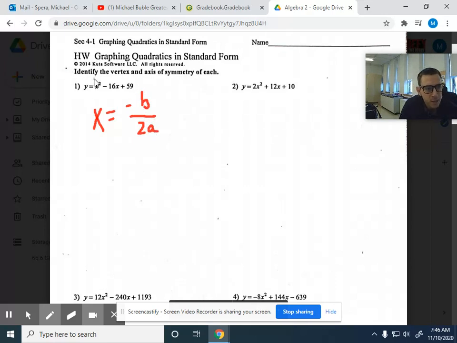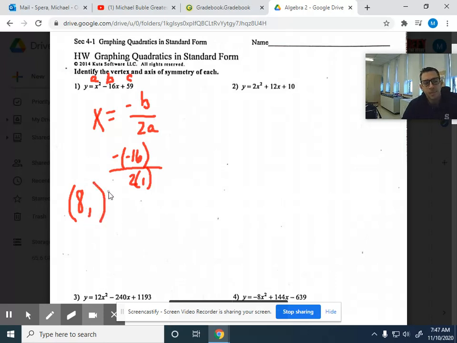So remember, when something is in standard form, it's ax squared plus bx plus c. All right, so the b term here is this negative 16. So a negative times a negative 16 divided by 2, right? Because a is 1, so 2 times 1. Two negatives are going to give us a positive. So 16 divided by 2. Our x-coordinate, remember, we're trying to find our vertex here. Our x-coordinate of that vertex is 8.